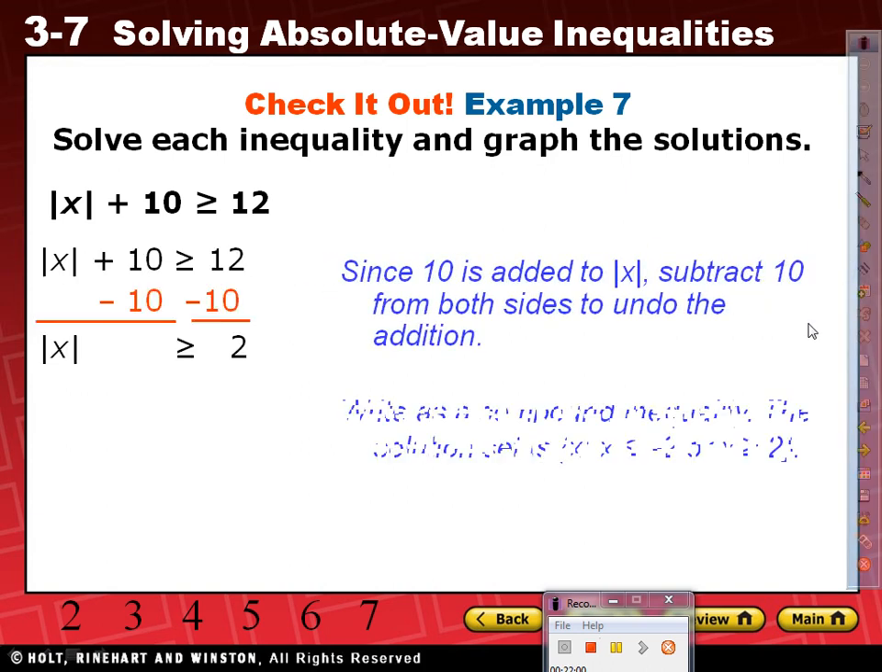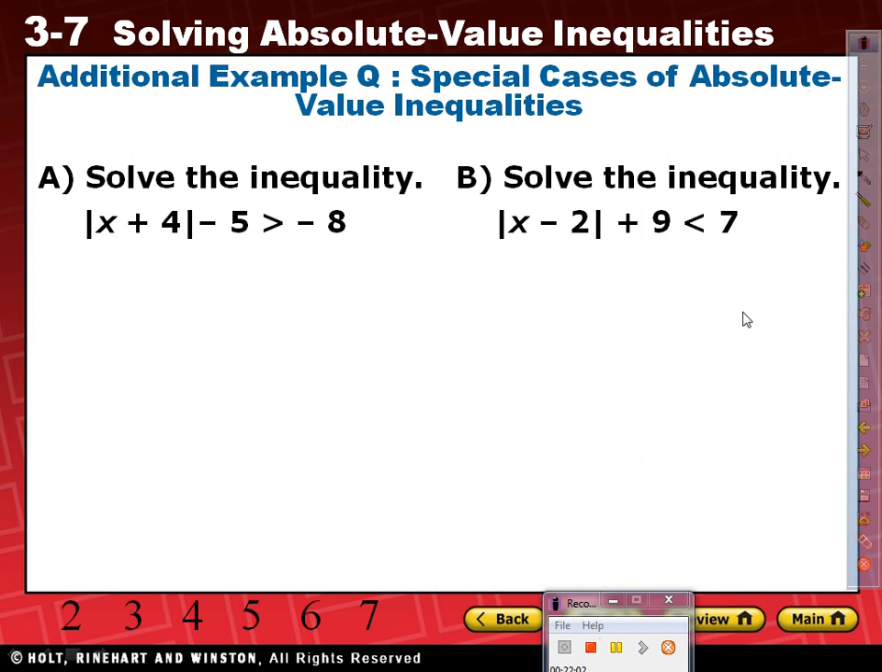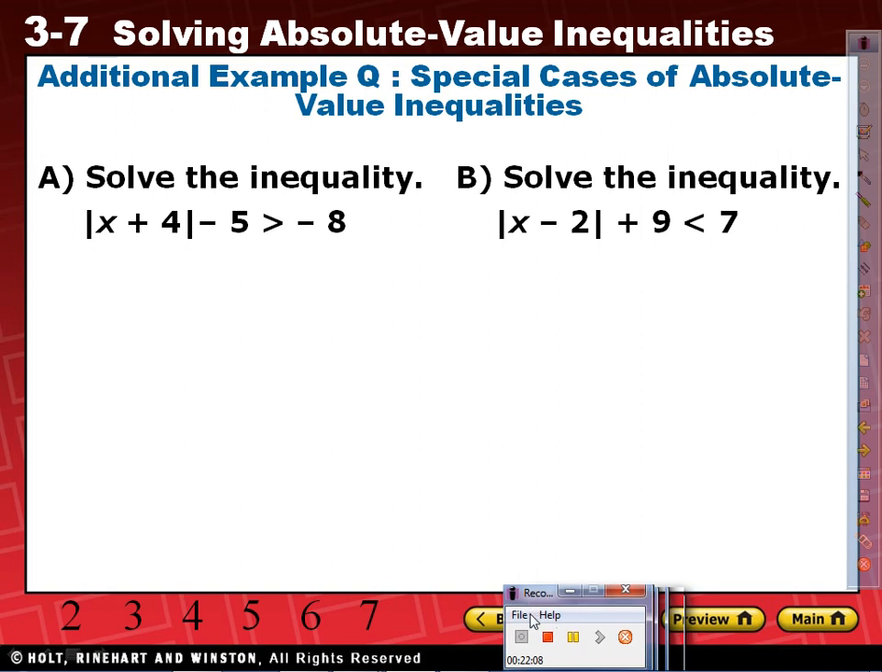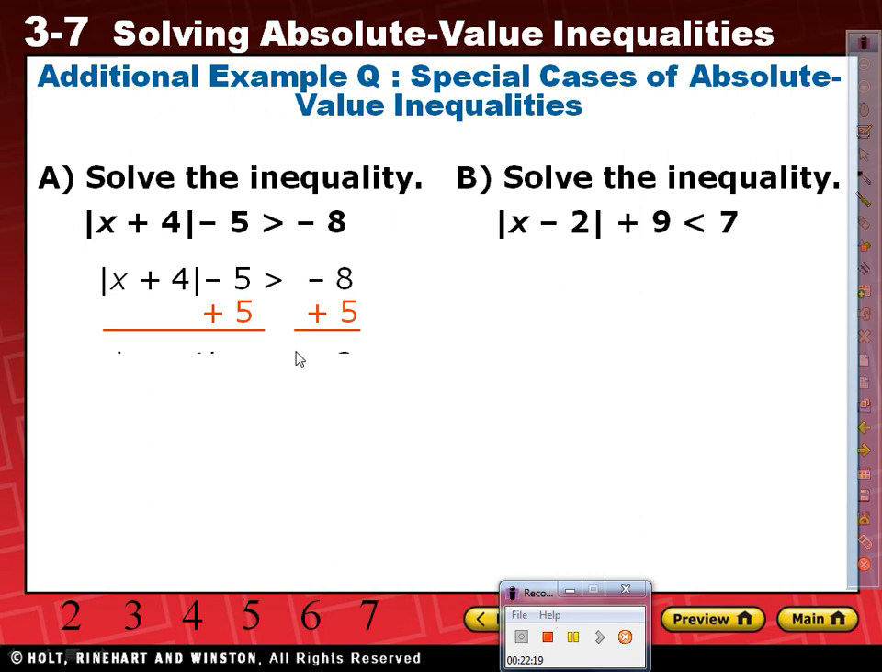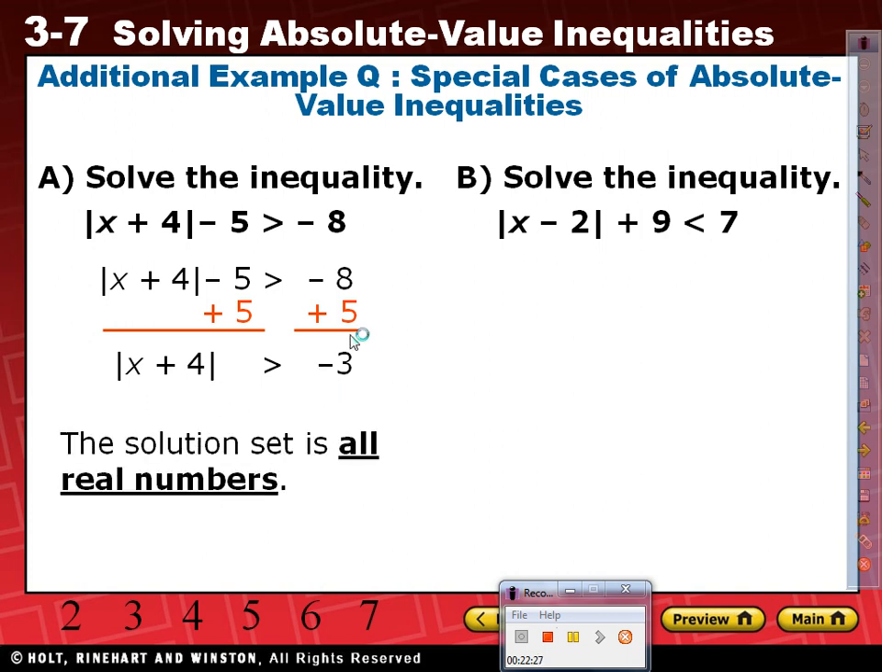I want you to copy. Hold on, we're almost done. Copy these two really quick. Last thing. You can copy them side by side. So now, as you're copying, look at this. To solve this one, I add 5 to each side, and we're left with absolute value of x plus 4 greater than 3. So now check this out. The solution for this one is all real numbers. We don't need to do our 2 inequalities.